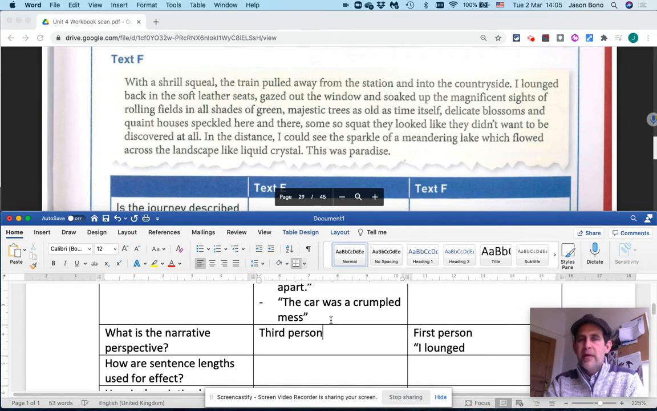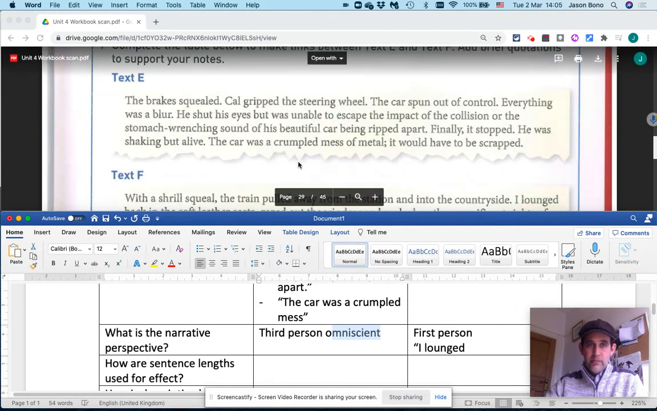Now I'm going to add to that third person omniscient, okay, and omni means all, and scient refers to seeing. So this narrator can see everything, a bit like God. Okay, so how do I know that?